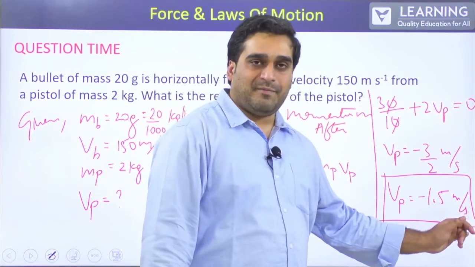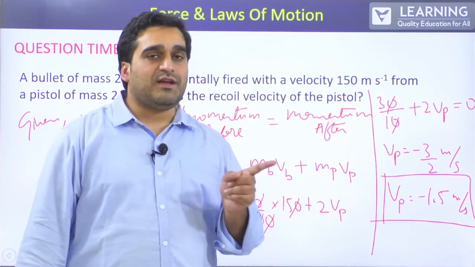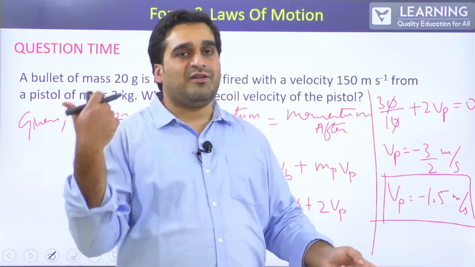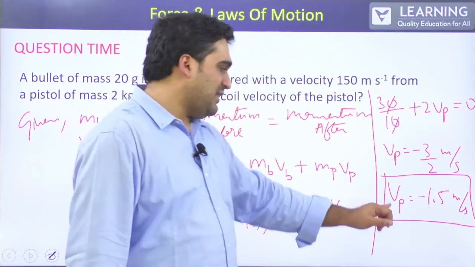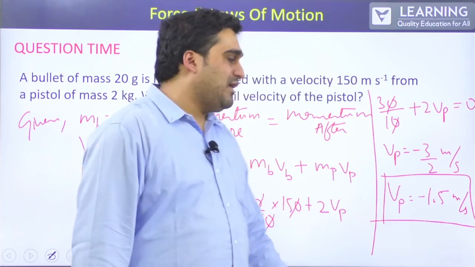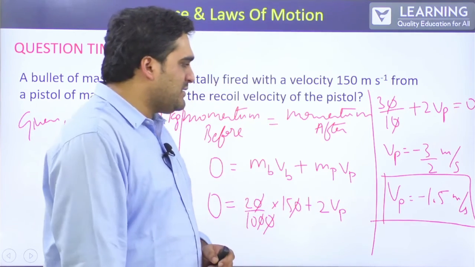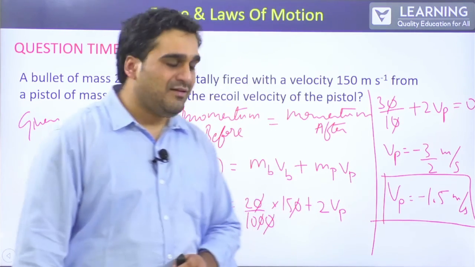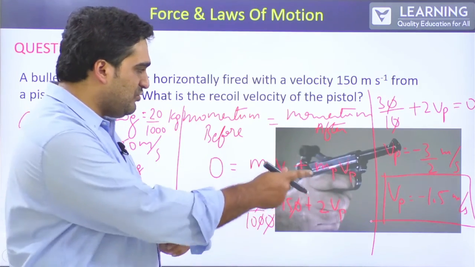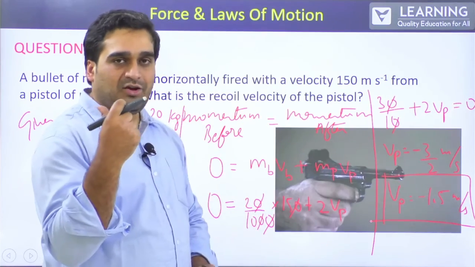Negative 1.5. Why the negative sign? If the bullet is assumed to be moving along a forward direction, which is the positive axis, then the recoil will be along the negative axis. Therefore, this will be the recoil speed of that pistol, negative 1.5 meters per second. So I hope I've made this clear, right? Here's the bullet that's been fired. So to show you, the bullet moves along the forward direction and the recoil is in the opposite direction.